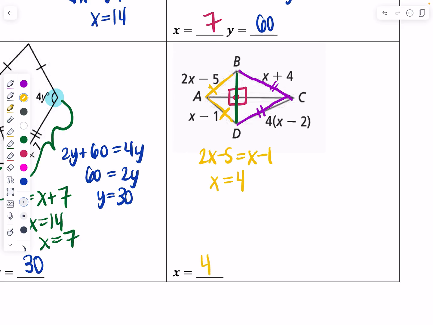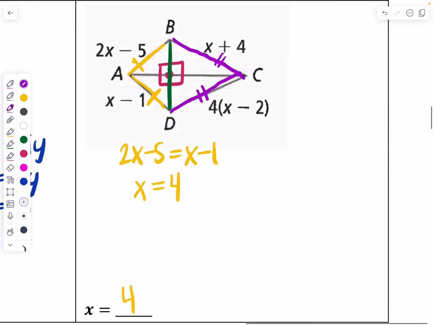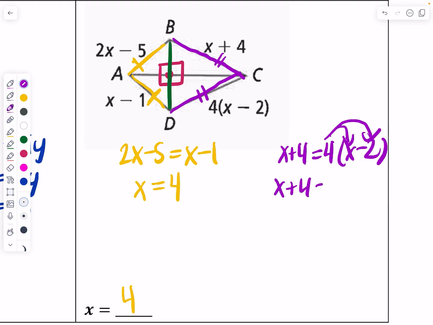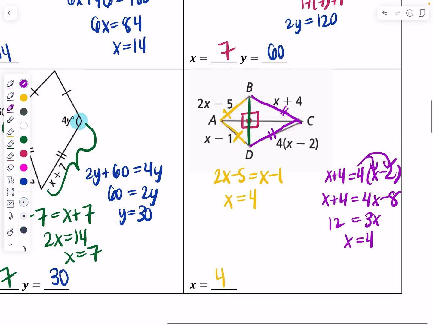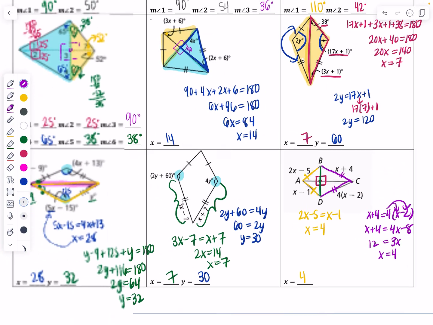But I do want to show you, even if you had chosen the purple pieces, x plus 4 and 4 times x minus 2, we would still have gotten the same thing. So that'd be x plus 4 equals 4x minus 8, and we'd get 3x equals 12, so x would still be equal to 4. You just had to know which pieces were congruent, which sides were congruent in the kite.